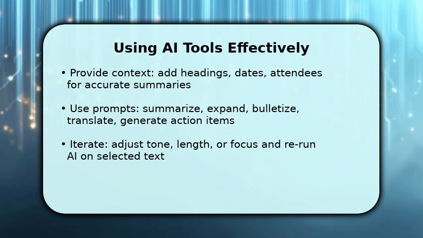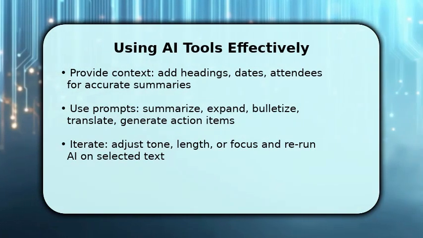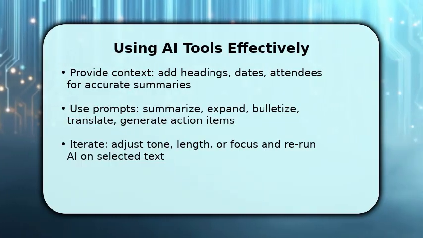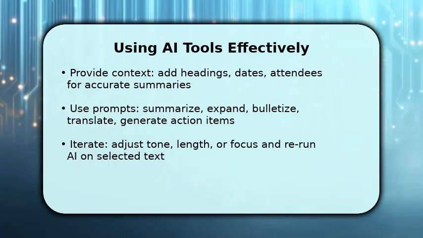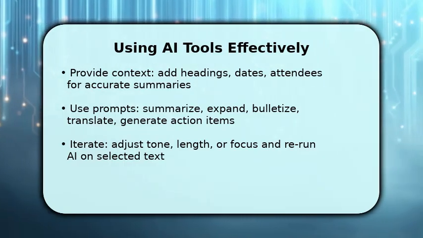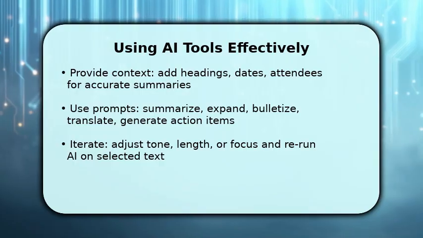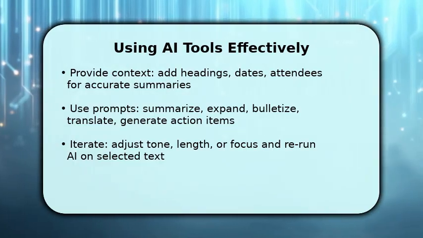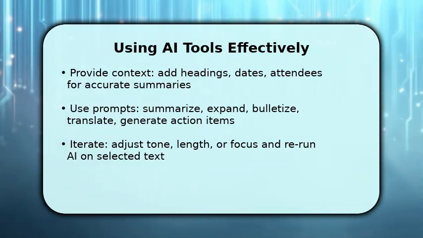Once you have the AI engaged, give it clear context so outputs match your needs. Add headings, dates, and attendee names for meeting notes. Use specific prompts like "create 5 bullet action items" or "rewrite in concise professional tone." Make selections to run AI on parts of the note. This helps you focus results.